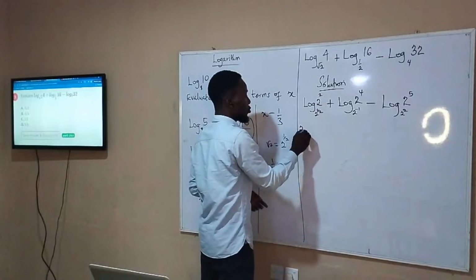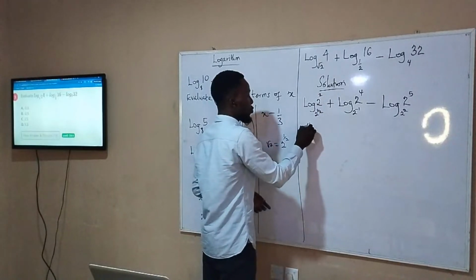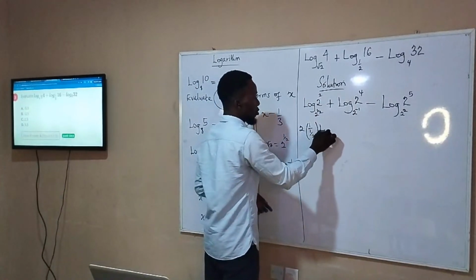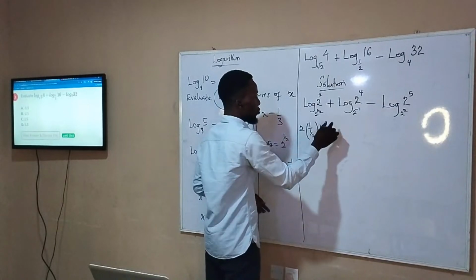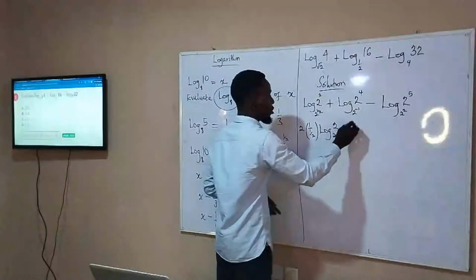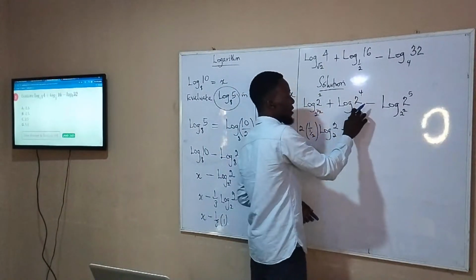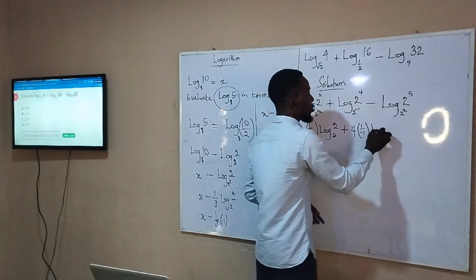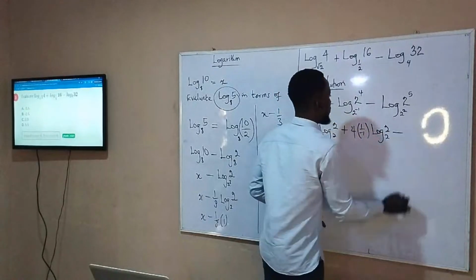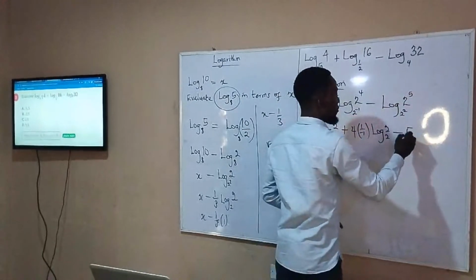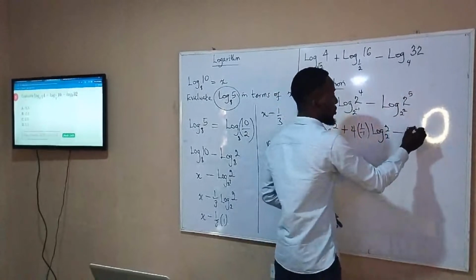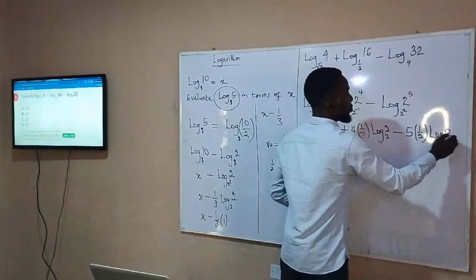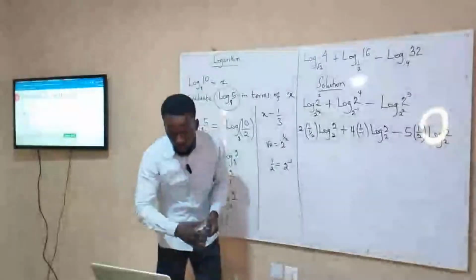So I will say 2 times the inverse of 1 over 2, which is 1 over 1 over 2, times log 2 base 2, because we have log 2 base 2 left. Plus 4 times the inverse of minus 1, which is 4 times 1 over minus 1, log 2 base 2. Minus 5 times the inverse of the 2 at the top, which is 1 over 2, log 2 base 2. I hope you are learning.